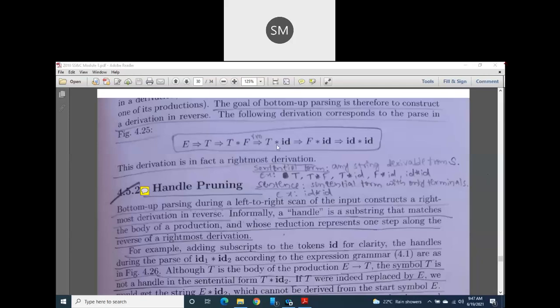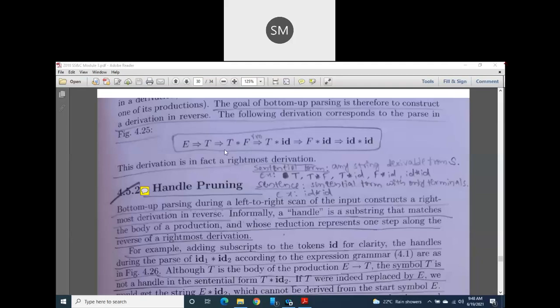No, T star ID is there. Here I kept T as it is and star as it is, but here I am replacing this ID by reducing ID to F. Okay, so here if you see it in reverse order, then you will understand that it is a rightmost derivation. Or else here also from left to right, if you observe, it is a rightmost derivation.